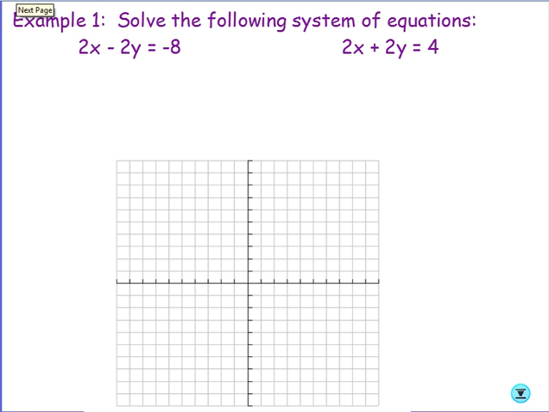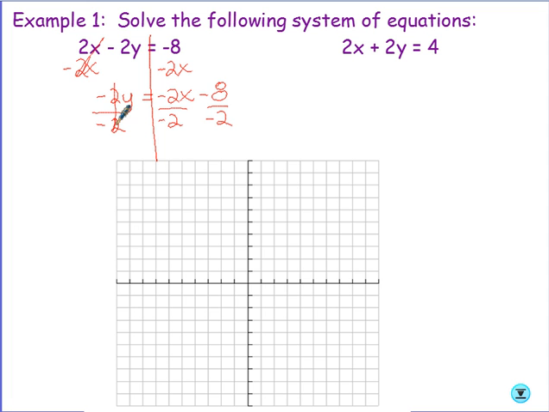Let's look at example 1 together. First thing we need to do is get y by itself. So I'm going to draw my line down the middle. I want to move the 2x, so I'm going to subtract 2x. That leaves me with negative 2y equals negative 2x minus 8. I'm then going to divide everything by negative 2. I am left with y equals negative 2 divided by negative 2 is positive 1x, and negative 8 divided by negative 2 is positive 4. This line is ready to be graphed.